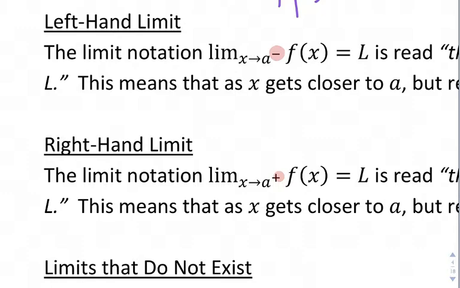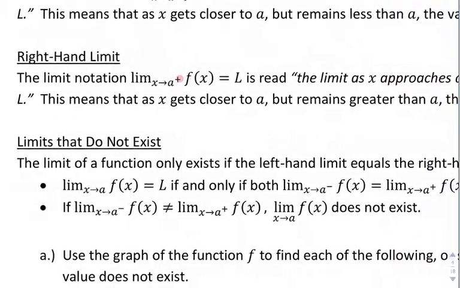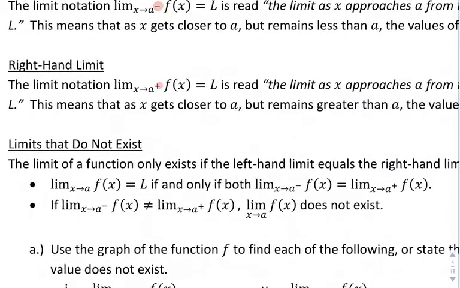So what we do from left hand and right hand is then we compare them. So if the left hand and the right hand limits have that same number, then the limit exists and it's whatever that number is. If the left hand and the right hand limits do not equal the same number, then we say the limit does not exist. So best way to learn is to practice.